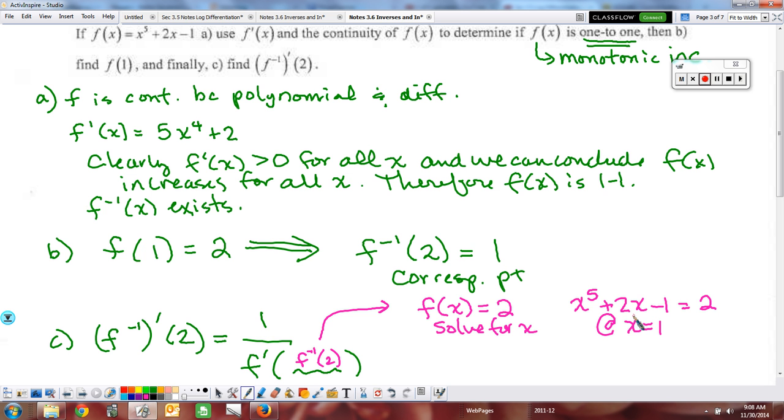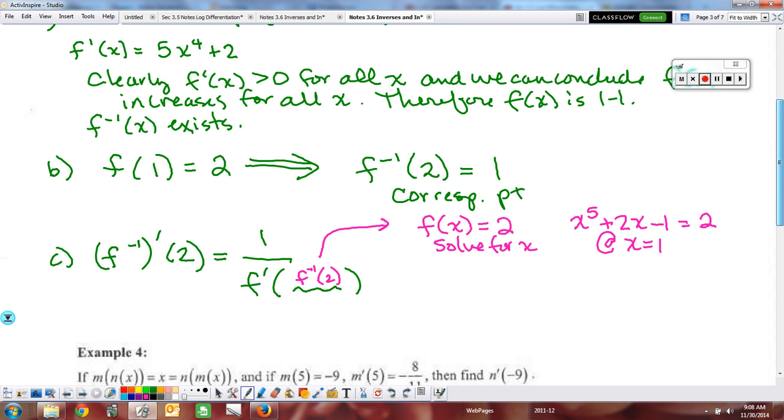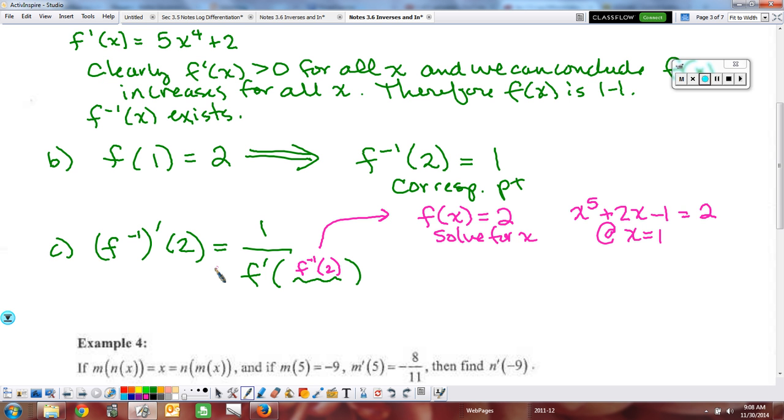Okay? So that's the idea we're leading you into. If I want to find this, your step 1 is find the corresponding point, which means you're trying to figure out when you plug 2 into the inverse, what do you get for your output, which is the same as saying 2 is the output on the original. What did I get for my inverse? And so now we can do 1 over f prime of 1, and that is really easy to calculate. I already did that up here for the derivative, so I just go 1 over 5 times 1 plus 2, which is 1/7, and then we're done with the problem.